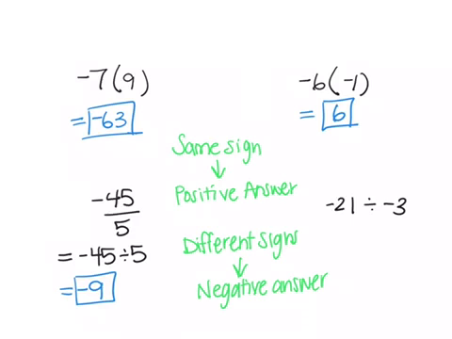So my last one over here, I have negative 21 divided by negative 3. So 21 divided by 3 would give me 7. And then both of these were negative. So since they have the same sign, that means our answer is in fact going to be positive 7.